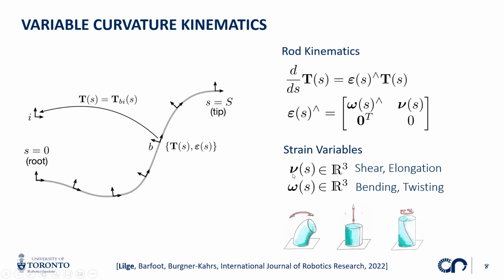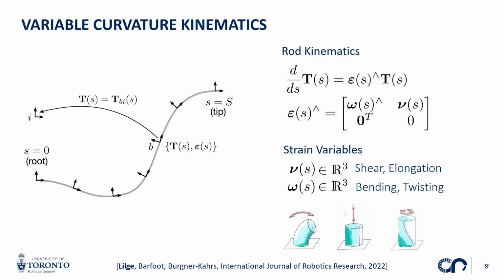So my translational strain variables tell me how much the material of the continuum robot is undergoing shear and elongation deformations, whereas the rotational part of my strain is telling me how much the material bends and twists at one specific point along this arc length s. And they basically describe the change of my pose as I go along s. So you can think about them as velocities along s, telling me how fast my pose changes as I go along s.